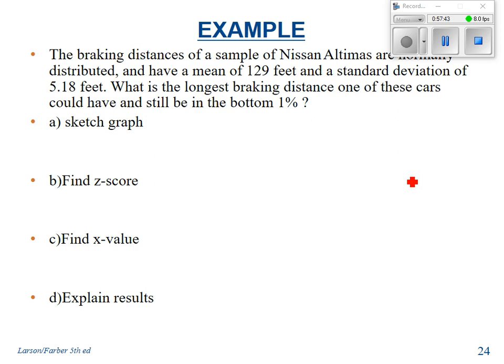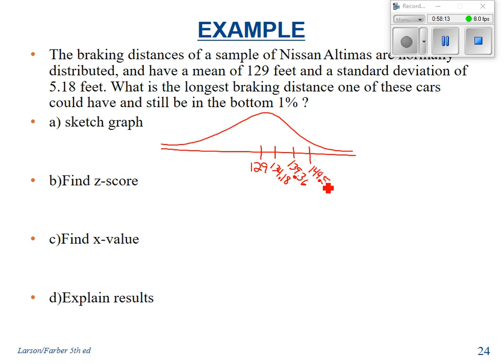So on this, first thing we're going to do is sketch the graph. What goes in the middle here? 129. Help me out with your calculators again. On this side, what's 129 plus 5.18? 134.18. Add another one to that. 139.36. Add another one to that. 144.54. On the other side, subtract: 129 minus 5.18. 123.82.